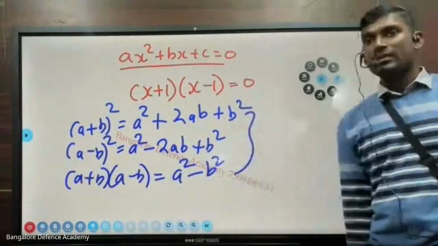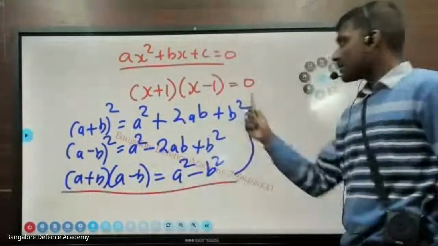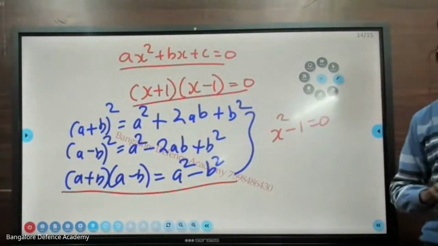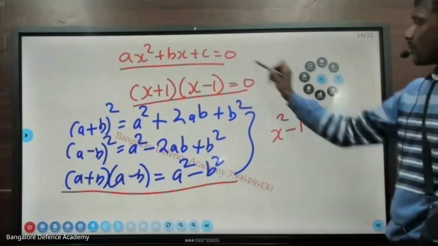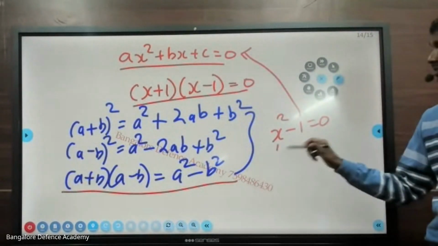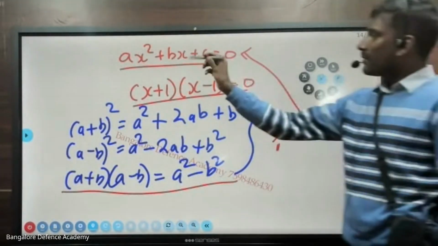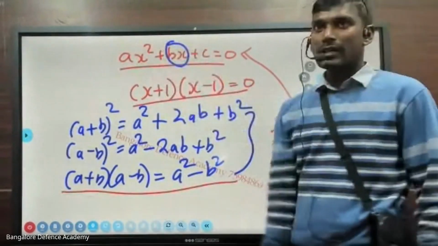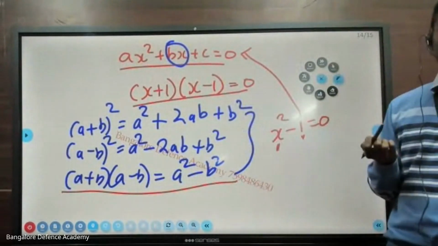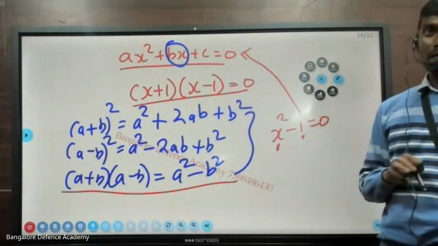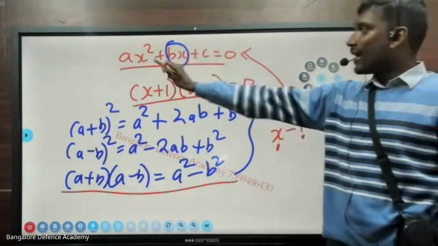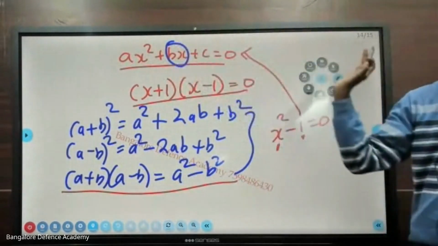These three formulas we have done. Apply a plus b, a minus b here. What happens? This becomes x square minus 1 is equal to 0. Now I told you the quadratic equation should look like ax square plus bx plus c, but here you are getting only two terms. This is the first term, this is the second term. The bx term is missing. Bx is not there. So is it a quadratic equation? That is your question now. It is a quadratic equation. b can be 0, c can be 0, but x square can never be 0. This is a quadratic equation. Understood?